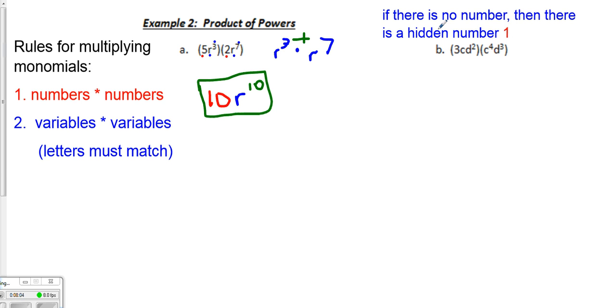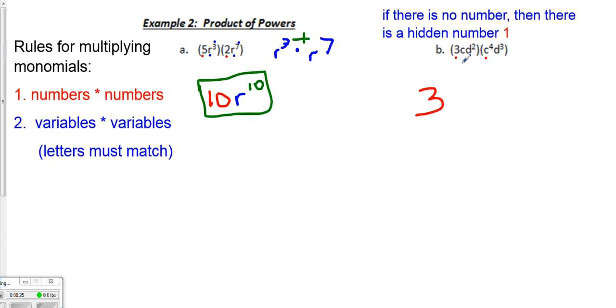In this case, if there are no numbers that go along with this, then there's kind of a hidden number 1. So when we start off with our numbers, 3 and, oh, there's no number here, it's like a hidden number 1. So 3 times 1, our number part would be 3.